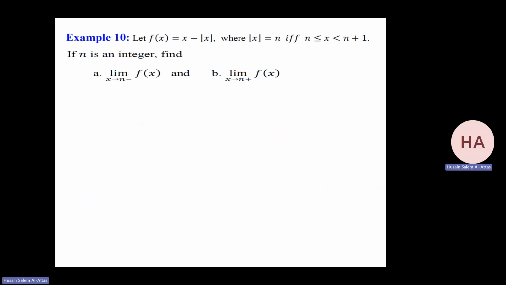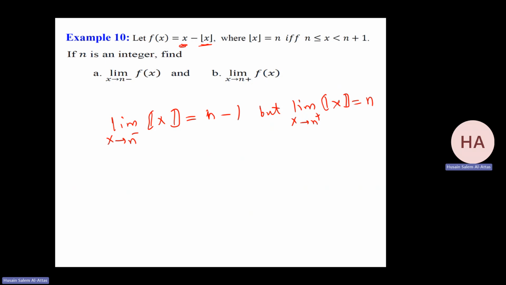Let me finish this one. For n from the left and n from the right, I have n, and this is the greatest integer. I know that the limit as x goes to n from the left for the greatest integer of x will be, since I am less than n, n minus 1. But the limit as x goes to n from the right of the greatest integer, n plus, means I am more than n, so the answer is n.